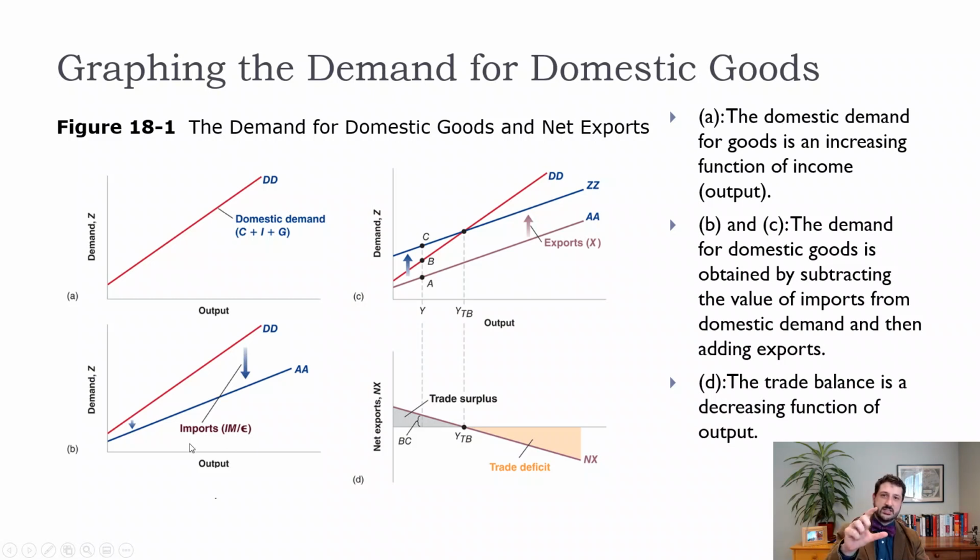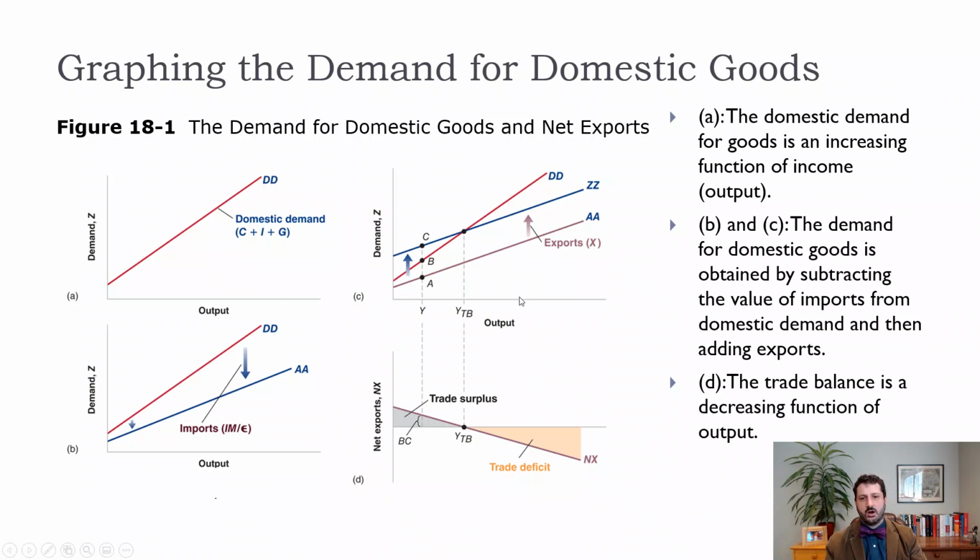Notice that the wedge sort of increases in size. And so the idea there is that we import more relative to demand as our income goes up, which is maybe a reasonable assumption. But we also have to add back in exports. So we go from, all right, here's domestic demand. We subtract out imports, but then we add in exports to get to our ZZ line. And that just shifts up by the same amount because it doesn't depend on our output, right? It only depends on foreign output, foreign income.